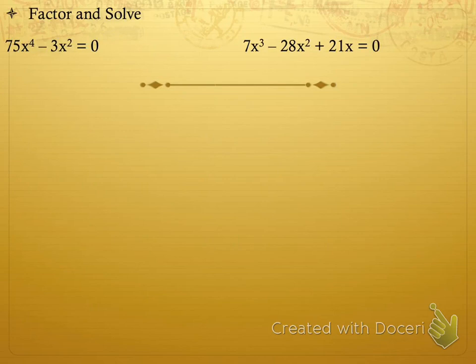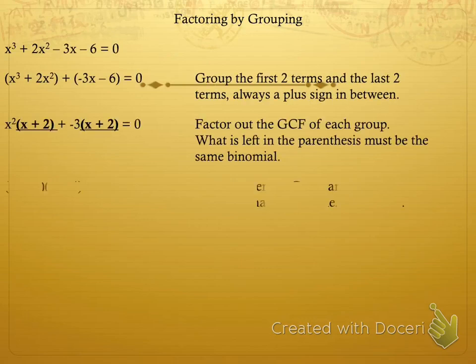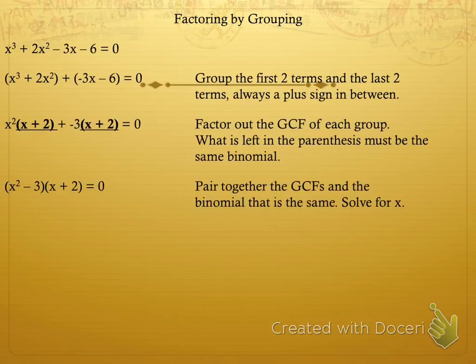And this is what we did today. So again, I want to group the first two terms together and then the last two terms together, which is what I did here and here. And I always want a plus sign in between. That's why I have a plus negative 3 here. I just changed that to plus and negative, so I had a plus sign in between. I factor out the greatest common factor for each group. So for the first one, it was x squared, and for the second one, it was negative 3.